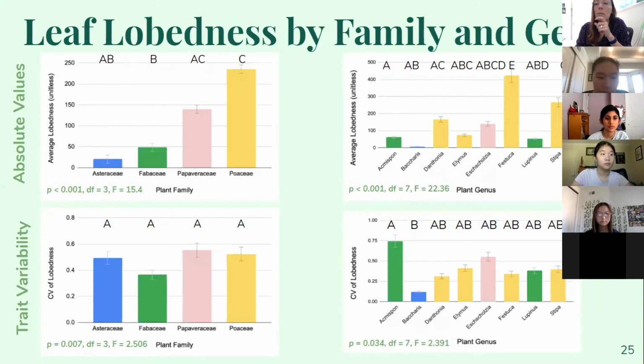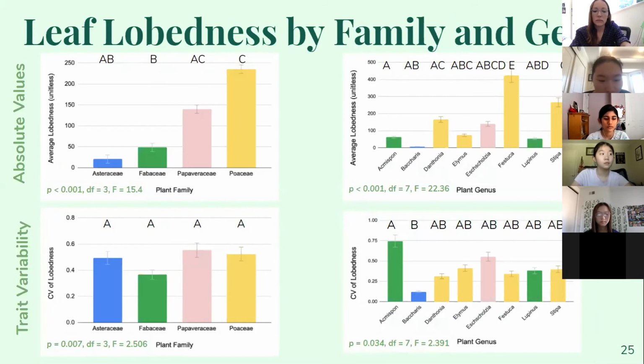We also tested to see if evolutionary relationships played any role in the values of leaf lobedness for each plant family and genus, with plant family on the left and plant genus on the right. Some of the absolute trait values were found to be significantly different between plant families. For example, Poaceae is primarily different from Asteraceae and Fabaceae, while Fabaceae is also different from Papaveraceae.